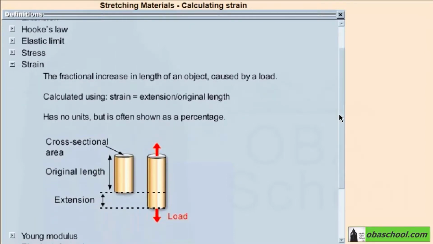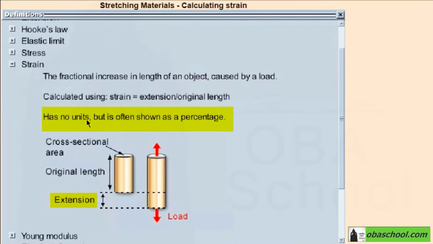So the strain is defined as the fractional increase in length of an object caused by a load. In order to calculate it, strain is equal to extension divided by the original length. As shown in this figure, this is the original length of the specimen, and after subjecting it to a load, it's extended by a few millimeters. So this is the extension, and the strain is equal to this extension divided by the original length.